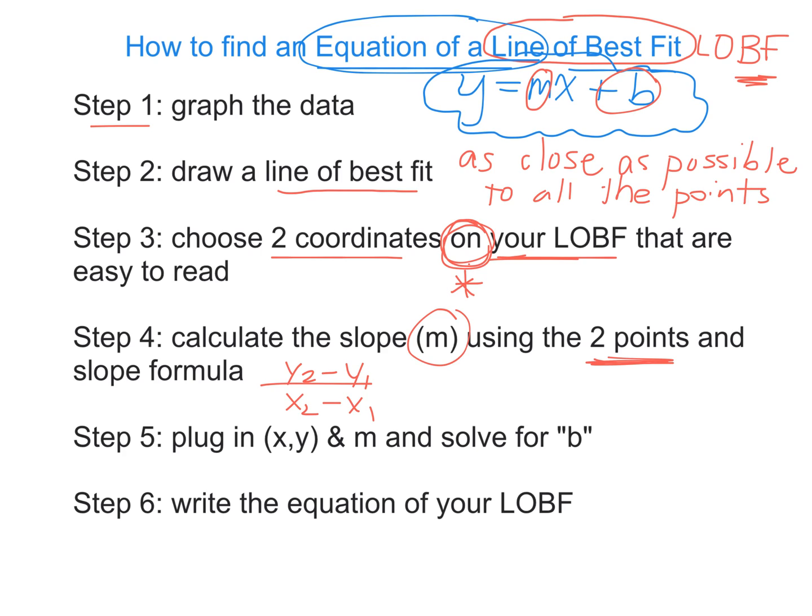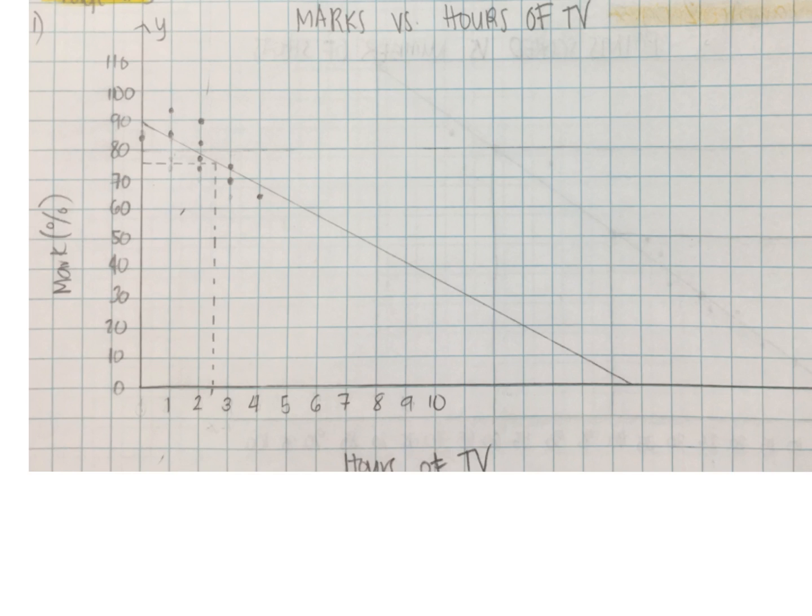Okay, so we found the slope. Now we have to find b. We have to find the y-intercept. So we're going to plug in one of the coordinates, x and y, and now we know m, and we're isolating for b.